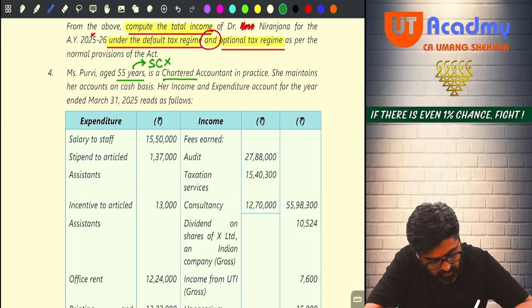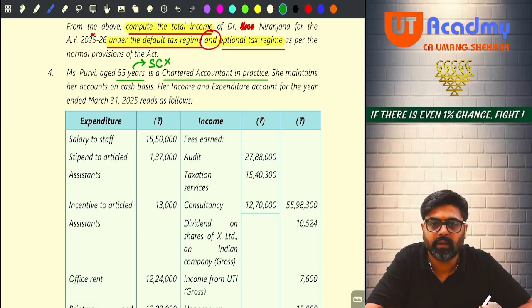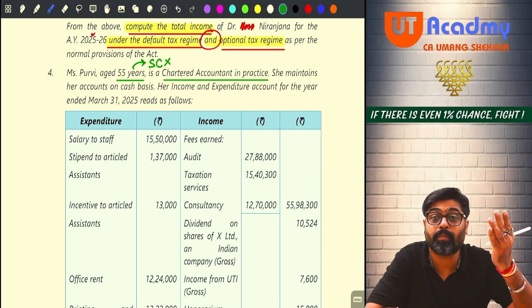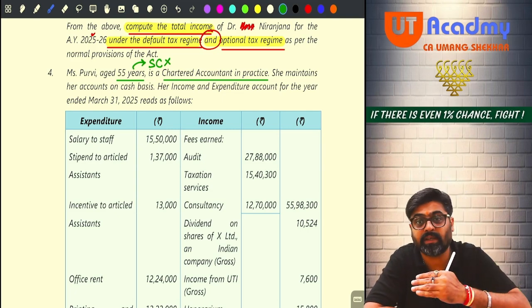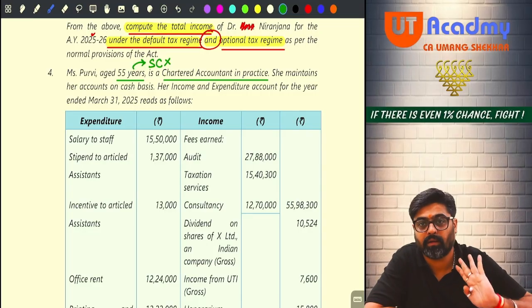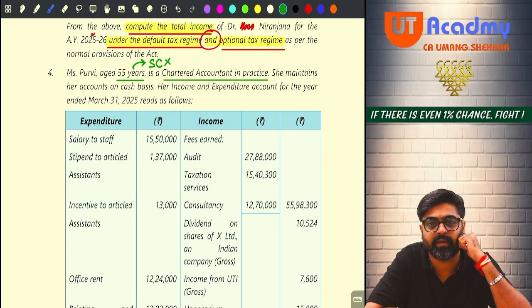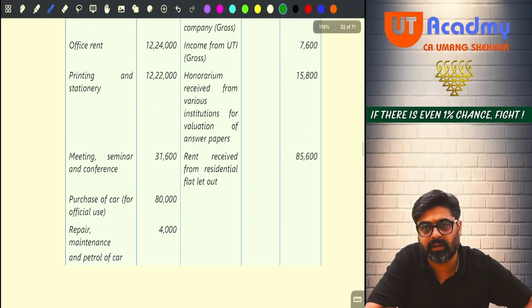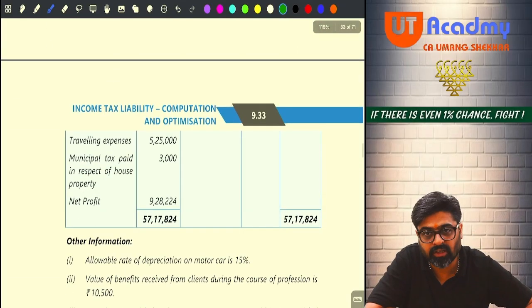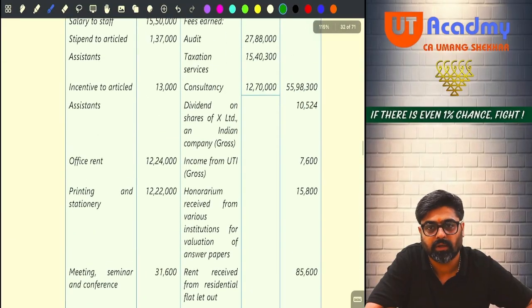She is a chartered accountant in practice, meaning that she is into the accounting profession. So she is earning professional income, PGBP income confirmed there. Now to calculate that PGBP income, an income and expenditure account is given. Can you see the profit given in the question? From this profit only we'll have to fetch the PGBP profit.